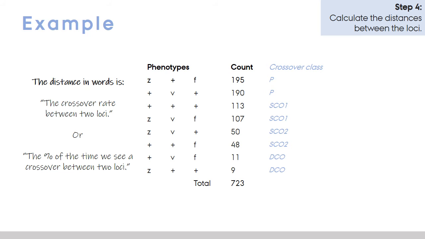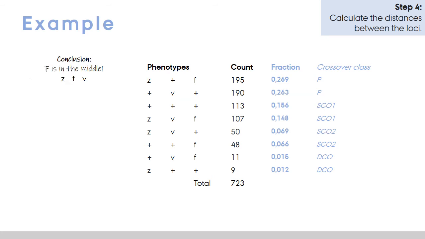Percentage, that means fractions. So I calculated the fractions here. You simply calculate it by taking the count and dividing it by the total. So 195 divided by 723 is apparently 0.269. From the previous step, we know that the order is ZFV.